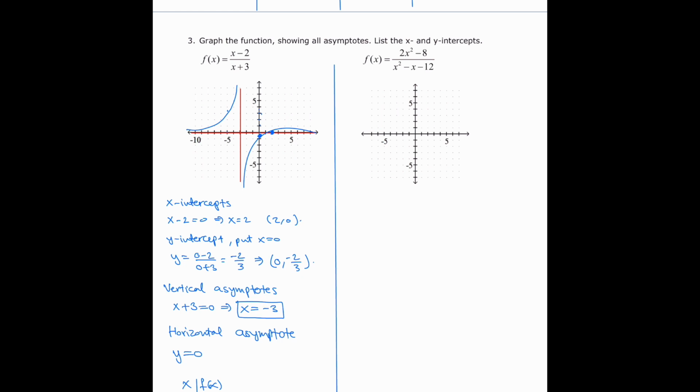So to find the vertical asymptote, I need to factor the denominator. I need two numbers whose product is negative 12 and whose sum is negative 1. That is negative 4 and positive 3.